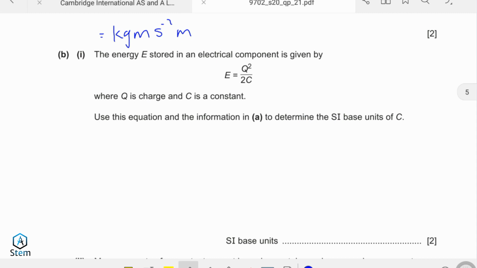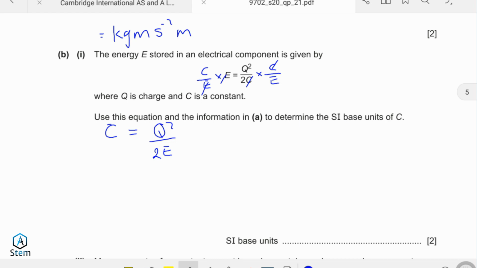Next one: the energy stored in an electrical component is given by that. Use this equation and the information in A to determine the SI base units of C. Alright, let's start by making C the subject of the formula. We can do this by multiplying both sides by C over E. These ones will cancel out, so we remain with C equal to Q squared over 2E. Now we have made C the subject of the formula.